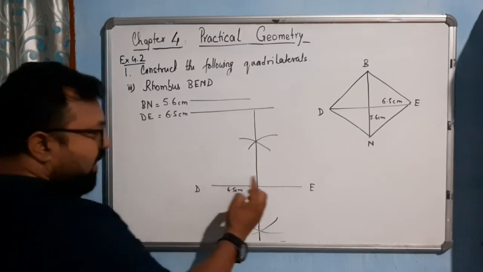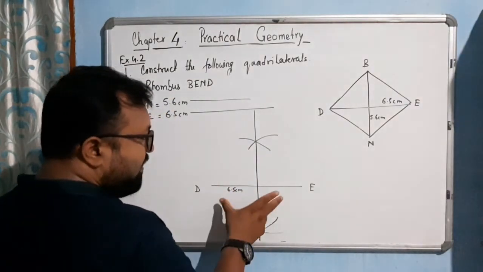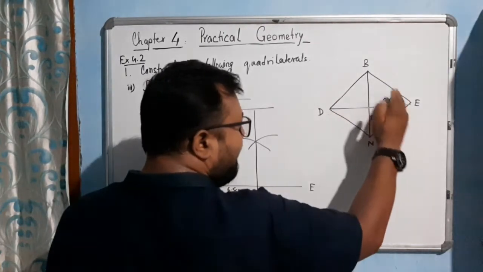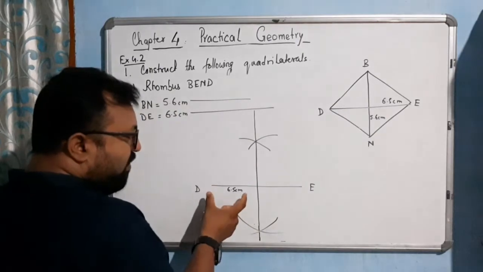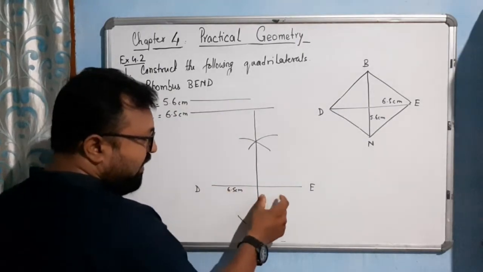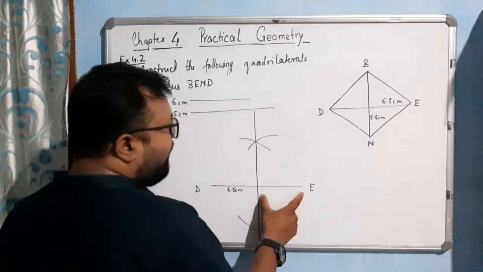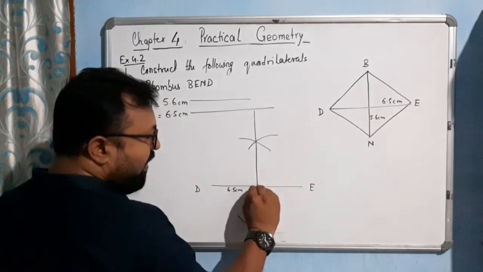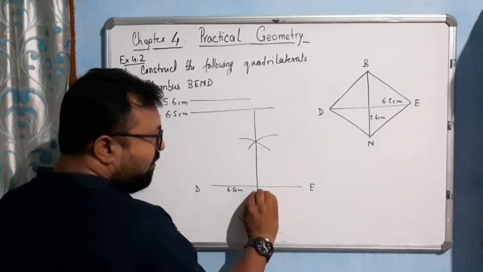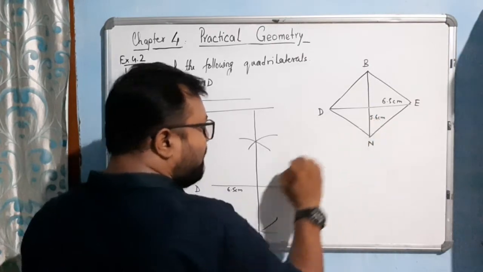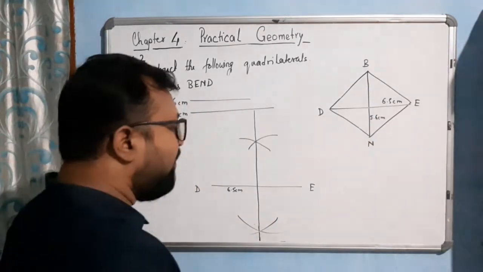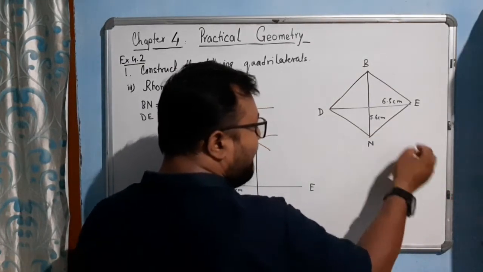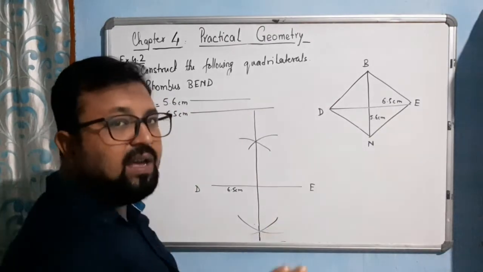Now DE is the diagonal of this rhombus, and as I told you the diagonals bisect each other, so half of DE is here and half of DE is here. Now we need to find a diagonal BN such that half of the part should be above DE and half below DE. Means 5.6 we have to make half. By simple calculation we can find half of 5.6 and put an arc, but it's not a correct way of doing.